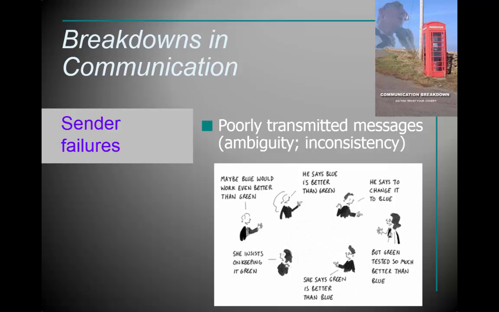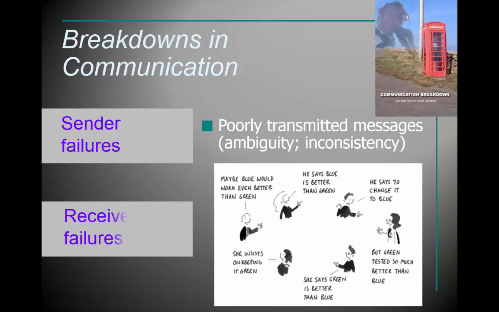It all starts when someone says, "Maybe blue would work even better than green," which then translates to, "He said blue is better than green." The next person hears this as, "He says change it to blue," and the next receiver hears this as, "But green tested so much better than blue," which then gets interpreted as, "She says green is better than blue," and finally, "She insists on keeping it green." This message was transmitted poorly and then was inconsistent as it was transmitted among different group members.